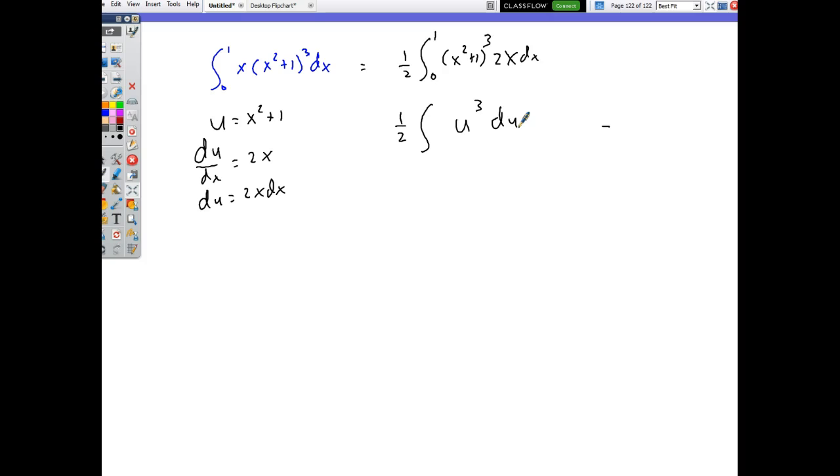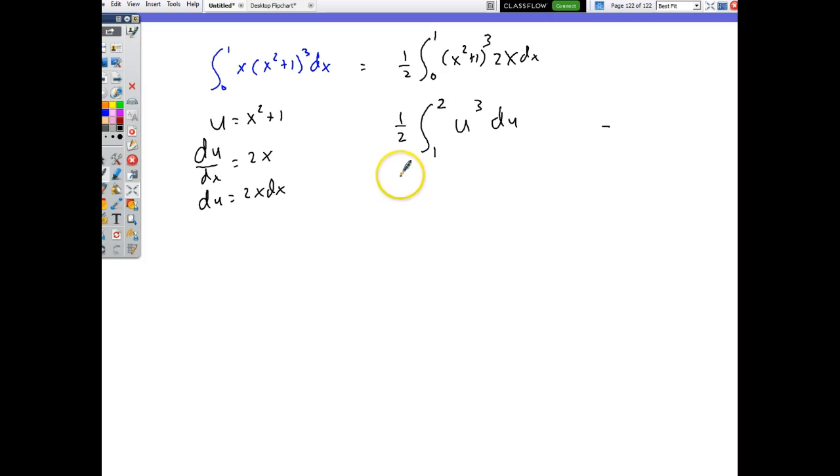When x is 0, what is U? 1. Why is it 1, sir? Because we set it equal to u. If I put a 0 in for x, what does U become? 1. Okay. If I put a 1 in there, U becomes 2. Awesome. So far, so good? Yeah. Now change everything to U, right? Absolutely.